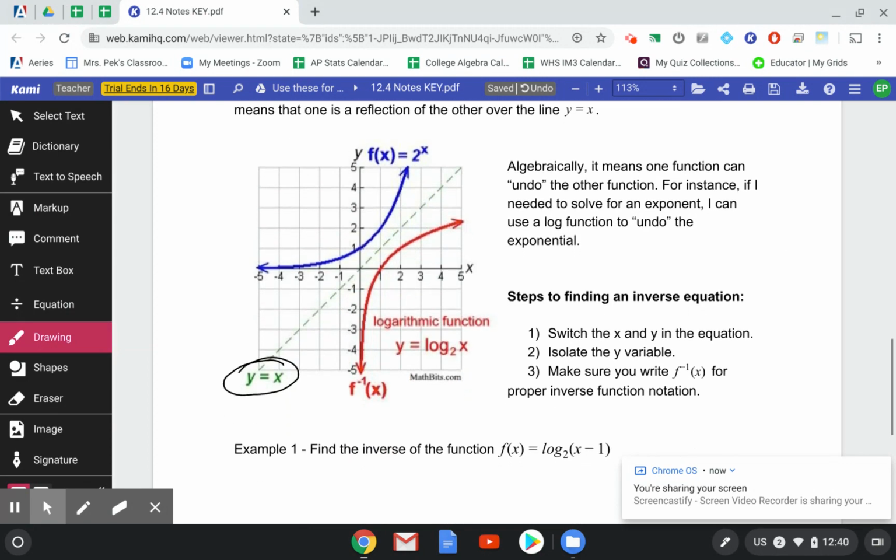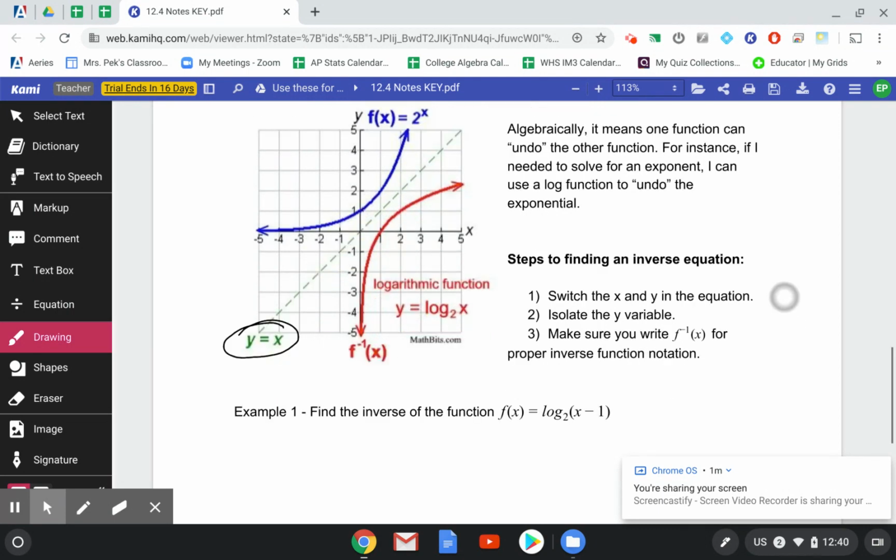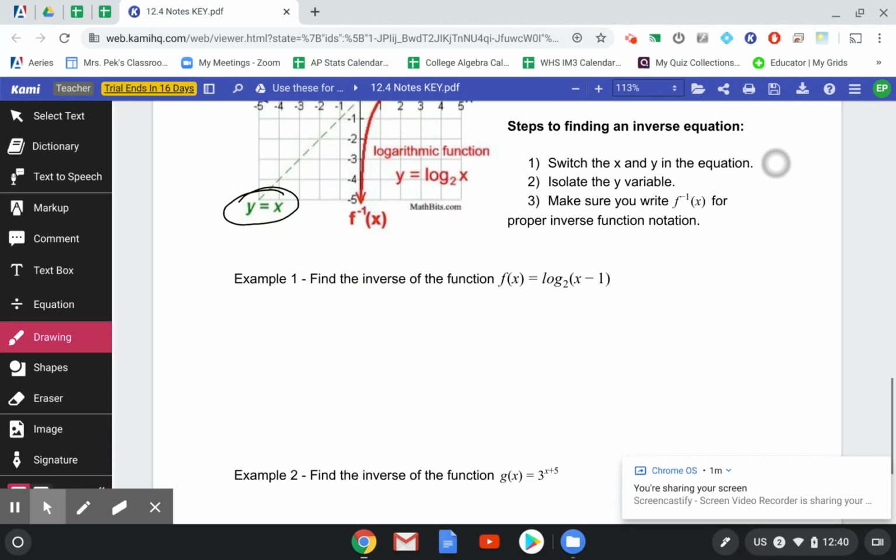As long as you've got that reflection, you have two inverse functions. Algebraically, if one function is an inverse of another, it means you can use one of them to undo the other function. For example, if I need to solve for an exponent, I can use a log function to undo the exponential. So we're going to look at two examples here where we algebraically find the inverse equation of logs and exponentials.